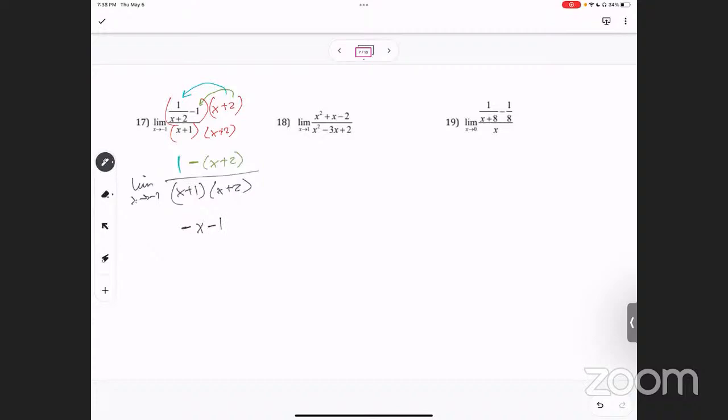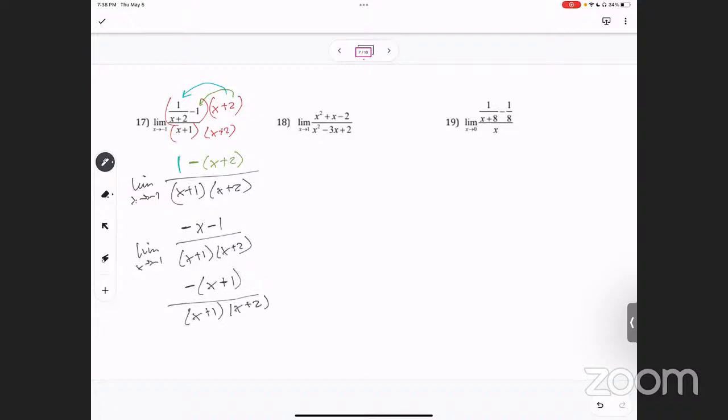Which again, what can I do with that? What can I take out? You can take out the negative. So it's going to be x plus 1. Good job. And you know that has to happen, right? Somehow the x plus 1 has to cancel out.